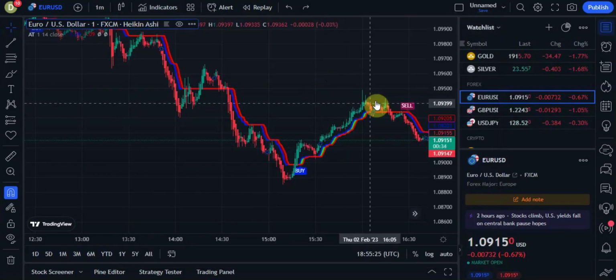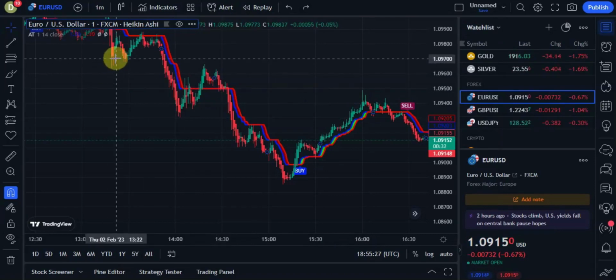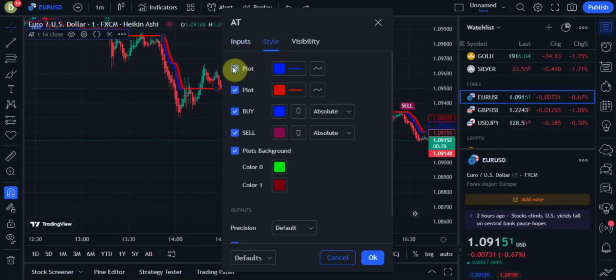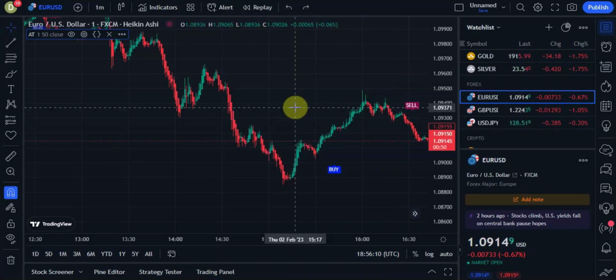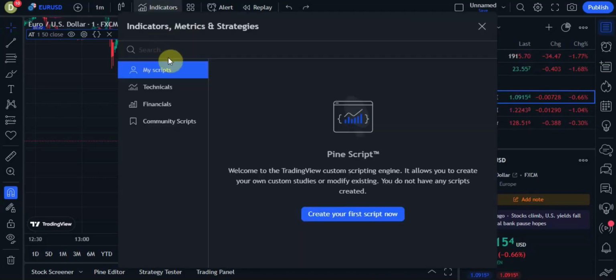And for this indicator, we only want the buy and sell signals, okay? So let's go ahead and go to settings and style, and we're just gonna uncheck the boxes here, the two plot boxes and the plots background box, alright? And also let's go to inputs, and we're just gonna go ahead and change the common period here to 50, and then hit OK.